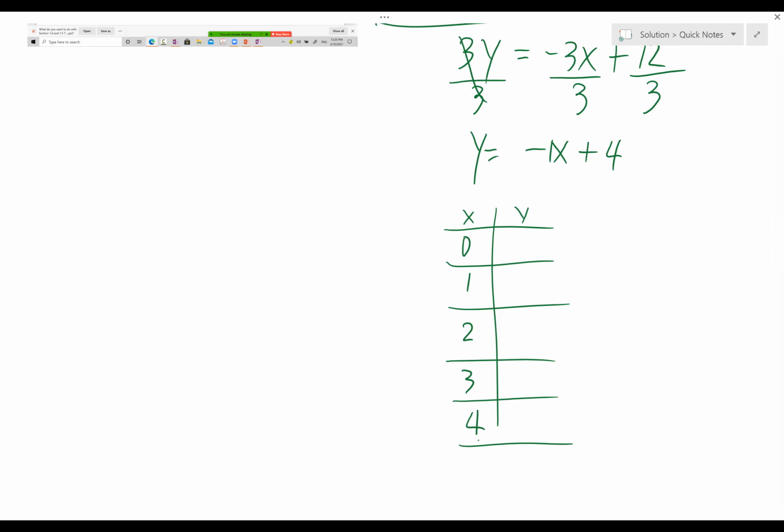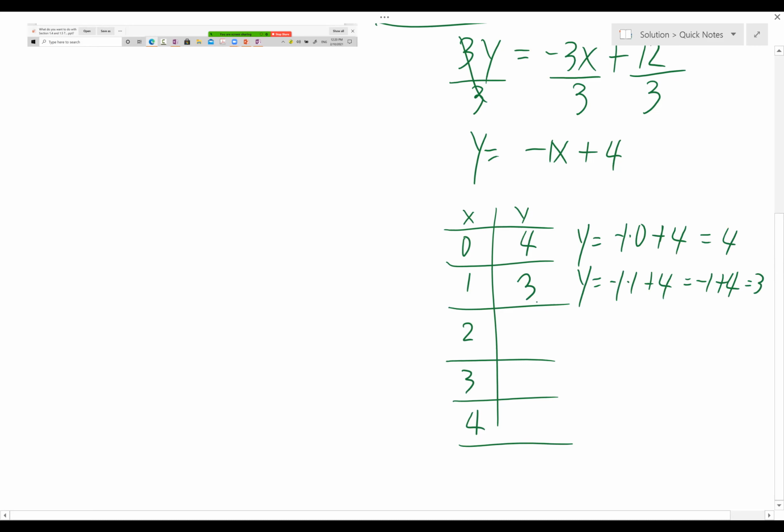The y value when x equals 0 is negative 1 times 0, adding 4, which turns out to be 4. And then for the second one, the y value is negative 1 times 1, adding 4, is minus 1 plus 4, which turns out to be 3. As you can see, when x increases by 1 unit, the y value goes down by 1 unit, because the slope is negative 1. So they move in opposite directions. X increases, y value decreases. So the next number must be 2, and the next y must be 1. Decrease by 1, becomes 0.